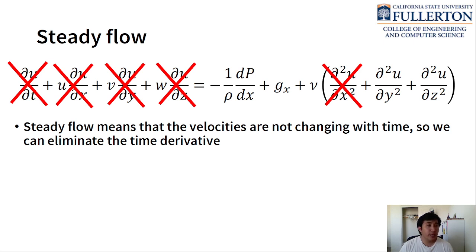All right, next one's pretty simple. Next one, we're going to assume steady flow, and so any time derivatives are going to be equal to 0, and so that's just the first term right there. Okay.